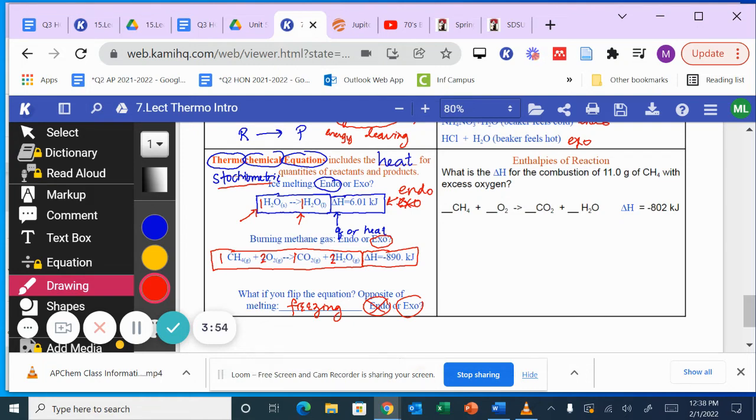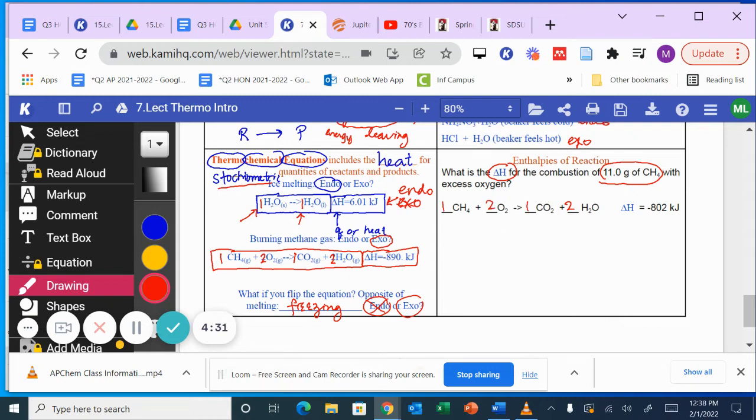So the problems for these thermochemical equations look like this. You have an enthalpy of a chemical reaction, which is delta H. What is the delta H for the combustion of 11 grams of methane with excess oxygen? That just means you have a lot of oxygen to go around. The first thing I'm going to do here is balance it. 1 carbon, 1 carbon. Do the carbons first, then the H's. 4 H's, 2 H's, put a 2 here. Then do the oxygens last. 2 here, 2 here makes 4, put a 2 right there.